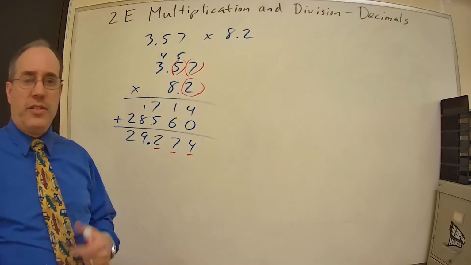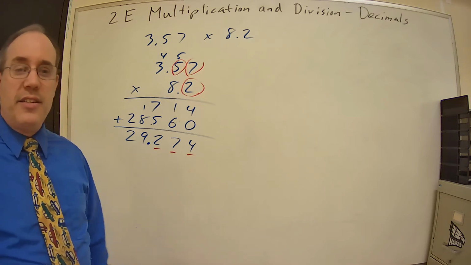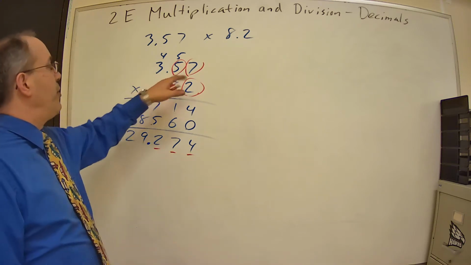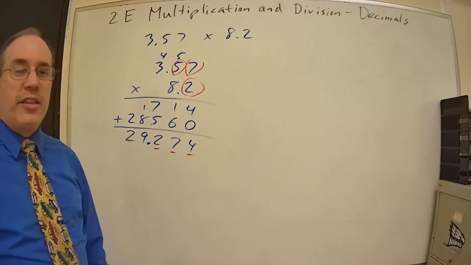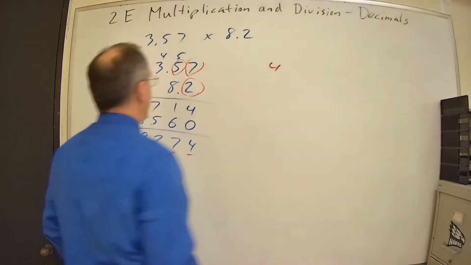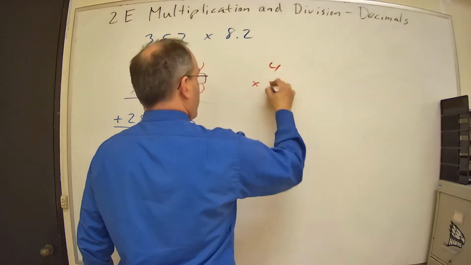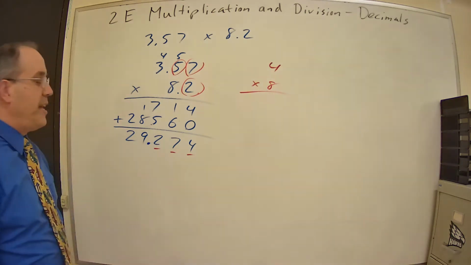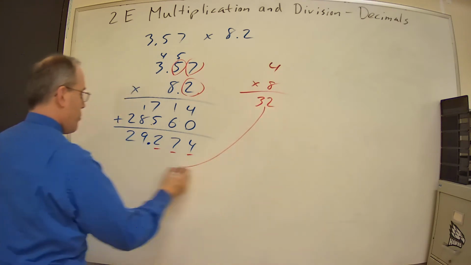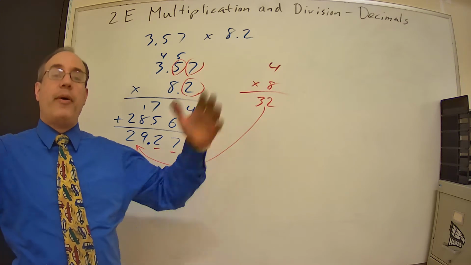Well, let's use a little sanity check here and say, does that make sense? Well, easy sanity check. Remember that rounding thing that we did? 3.57, if I round that to the nearest whole number, so to the ones place, that's 4. 8.2 rounded to the ones place is 8. 4 times 8 is 32. Compare that 32 to the 29. Am I in the ballpark or am I off by a lot?